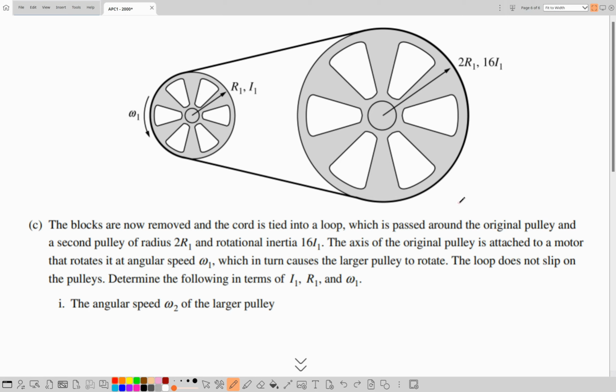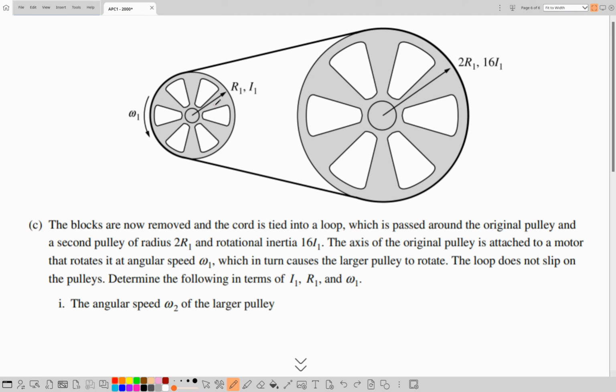Now in part C, they're telling us the blocks are now removed and the cord is tied into a loop, which is passed around the original pulley and the second pulley of radius 2 R1 and rotational inertia 16 I1. The axis of the original pulley is attached to a motor that rotates at an angular speed omega 1, which in turn causes the larger pulley to rotate. The loop does not slip on the pulleys. Determine the following in terms of I1, R1 and omega 1.